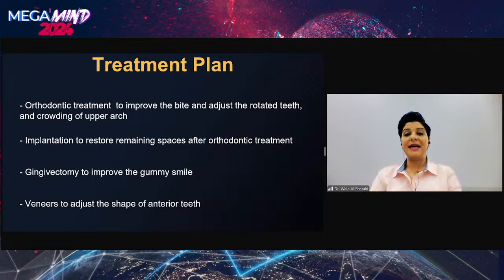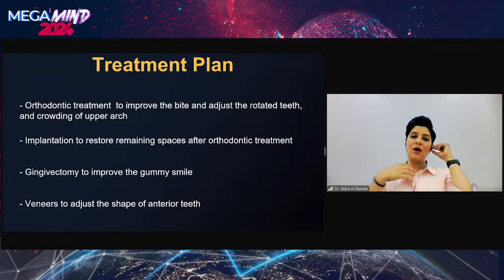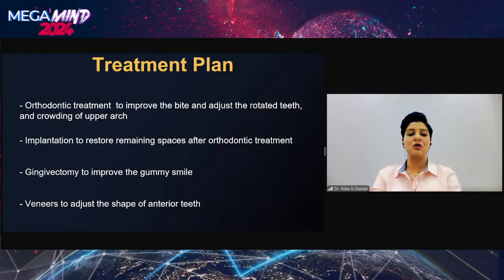Implantation to restore the remaining space after orthodontic treatment. Gingivectomy to improve the gummy smile, or let me say gingivoplasty in some areas. Veneers to adjust the shape of the anterior teeth. If it was me, I wouldn't propose the veneers, to be honest, in her case, especially that she's very young.